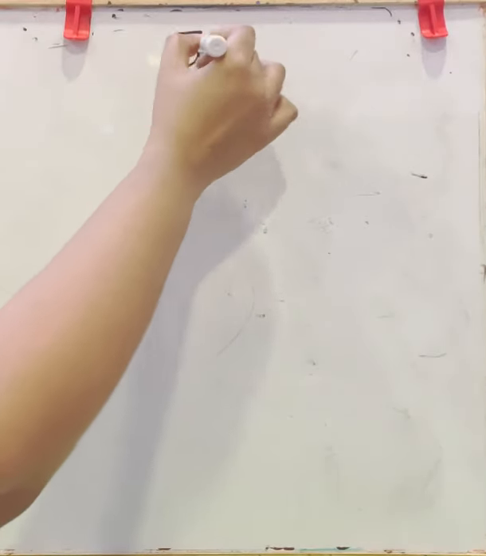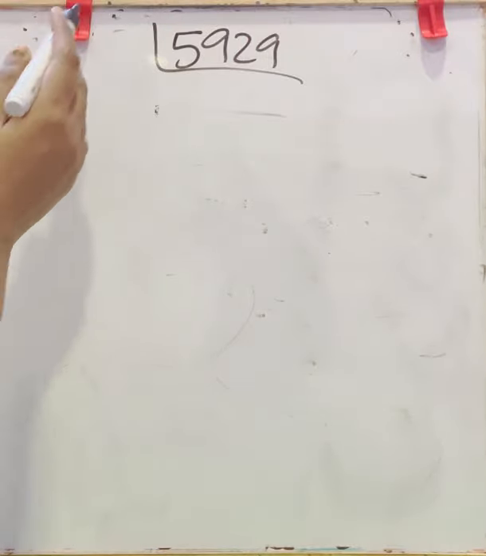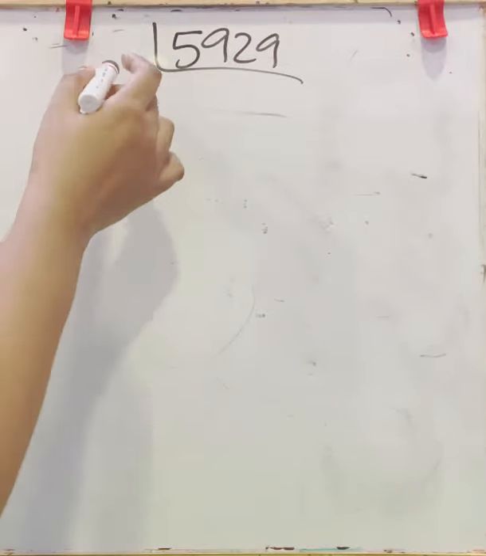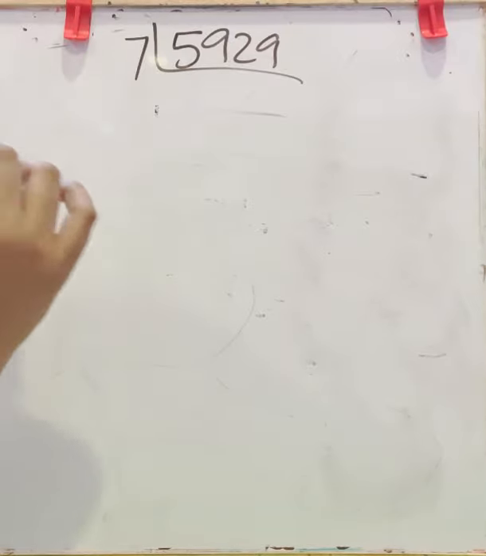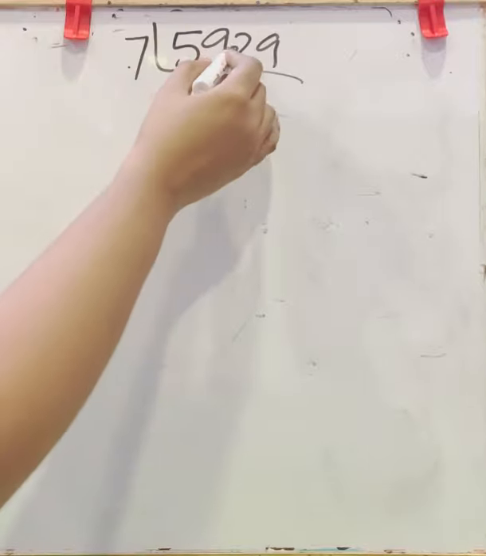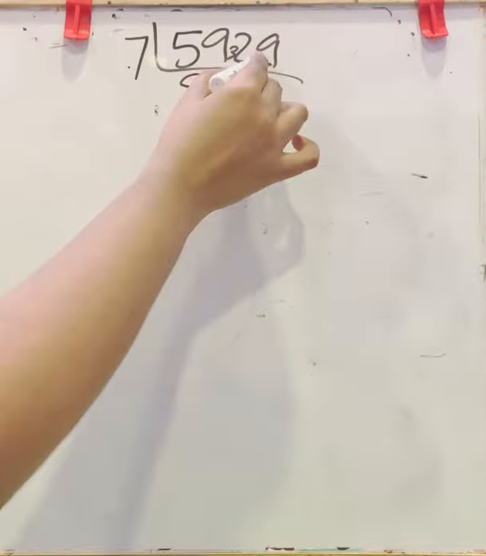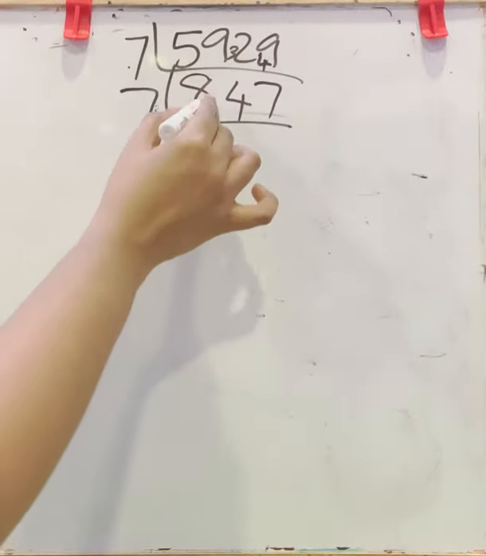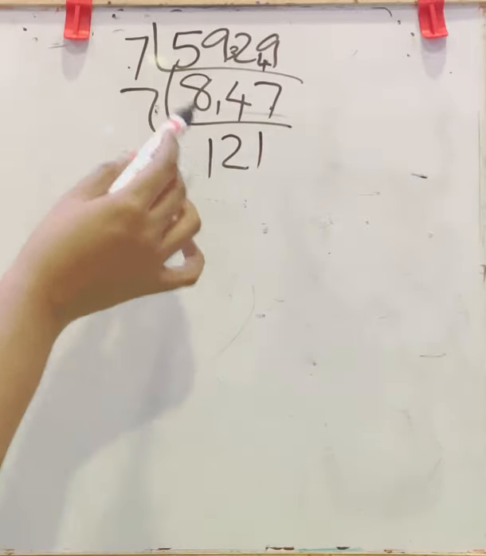Next, 5929. Checking the divisibility of prime numbers, you can see it is not divisible by 2, 3, 5. So next number is 7. Yes, it is divisible by 7. Check the divisibility, then only you can say it is divisible by 7. Now 7, 8 7s are 56, balance is 3, 32. 7 4s are 28, balance is 4, 49. 7 7s are 49. Again in 7, 7 1s are 7, balance 1, 7 2s are 14, 7 1s are 7.